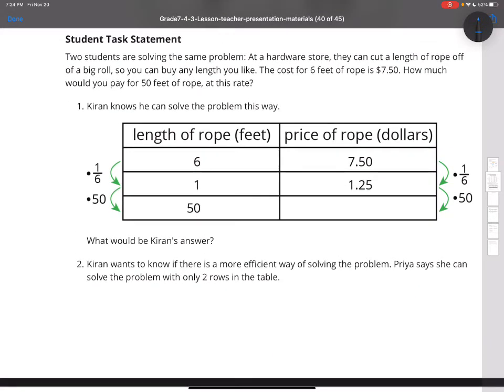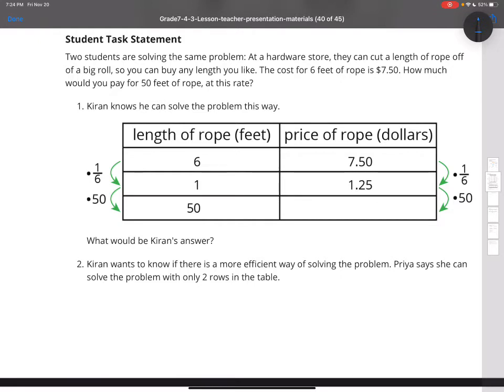It says 2 students are solving the same problem. At a hardware store, they can cut a length of a rope off a big roll, so you can buy any length you like. The cost for 6 feet of rope is $7.50. How much would you pay for 50 feet of rope at this rate?